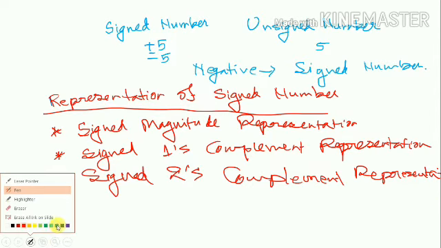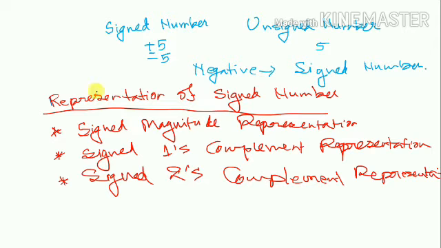This is the representation method of what? This is the representation method of signed numbers. Always remember, it is the representation of signed numbers. Clear? So the first one is sign magnitude, second is signed one's complement, and third is signed two's complement. We will see one after another how to represent the signed number using these representations. Let's see the first one at first, the sign magnitude representation.